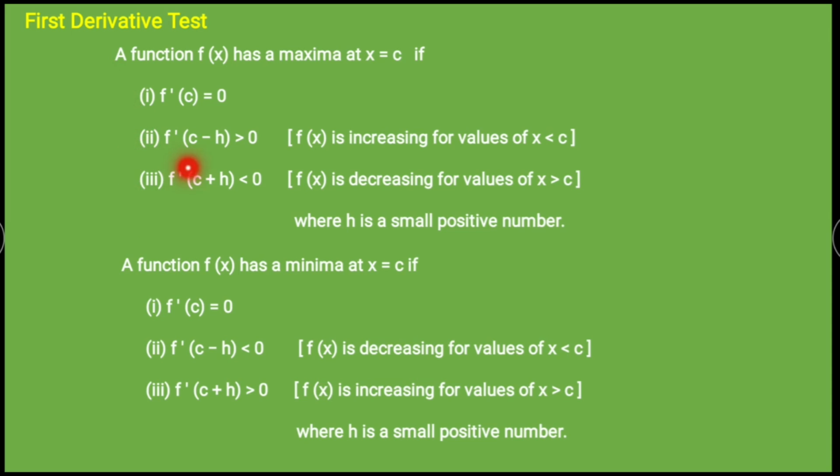So for avoiding confusion, remember any one condition. So try to remember the first condition. Here f'(c) equals 0 is common in both. So we remember these two only, f'(c minus h) greater than 0 and f'(c plus h) less than 0, and we know that if f'(x) greater than 0 then the function is increasing, and if f'(x) less than 0 then the function is decreasing. So here c minus h for increasing and c plus h for decreasing, you have to remember it in this way.